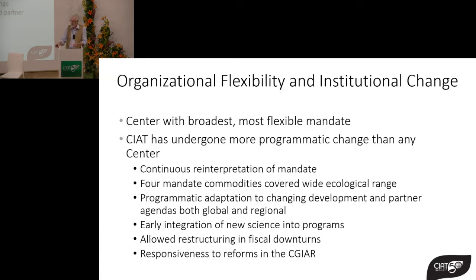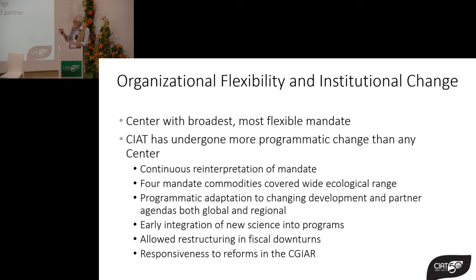It came before the development of the CGIAR, and in a sense, the TAC locking centers into particular mandates. So it's been able to reinterpret its mandate at various points in its history. And there was one EPMR, I think in 2000, which made the point that CIAT has probably undergone more programmatic change than any other center in the system. And Ruben referred to that yesterday. And that's due to a continuous reinterpretation of the mandate.